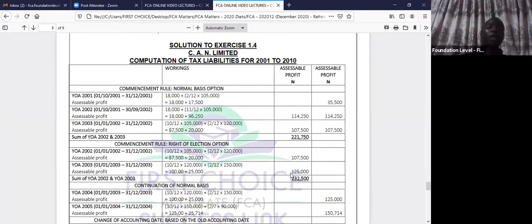Now, we've done year 1, year 2, year 3. Let's go to year 4. This is year 4. I told you from year 4, just ignore this right of election. You are going to continue from where year 3 stops. So look at it now. This is December 31st, 2002. The next date is January 1, 2003. That is the date you use, up to December 31st, 2003.